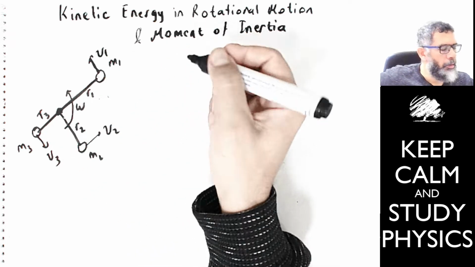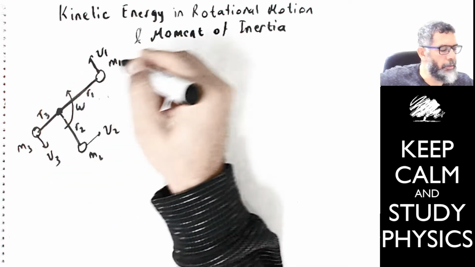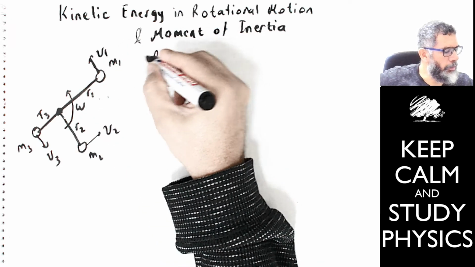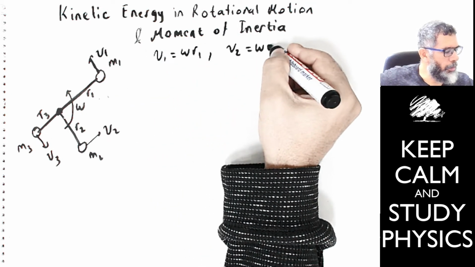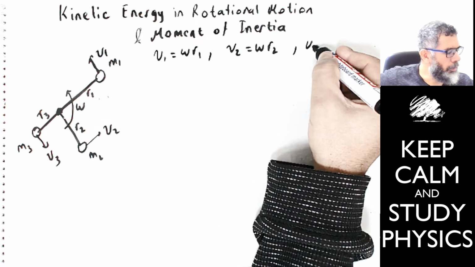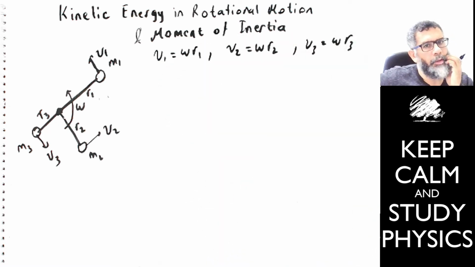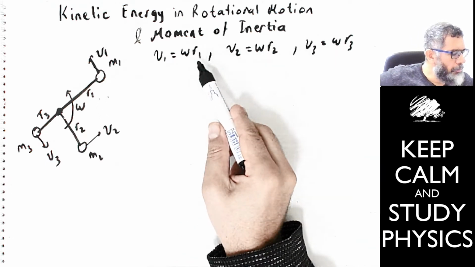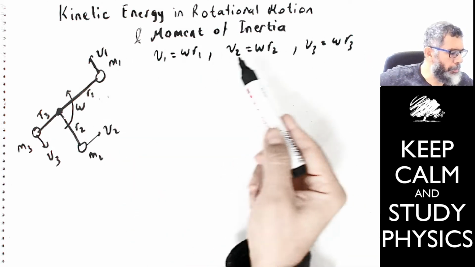And we know also that we can express each of these tangential velocities in terms of the angular velocity. V1 is omega times R1, V2 is omega times R2, and V3 is omega times R3. I explained this connection in previous lectures, in the kinematics of rotation. In general, these R's might be different, so the tangential speeds will be different.